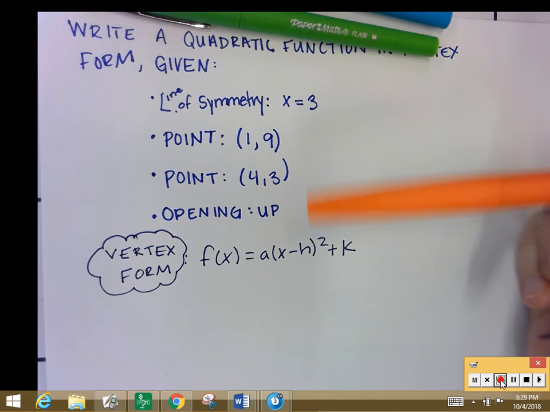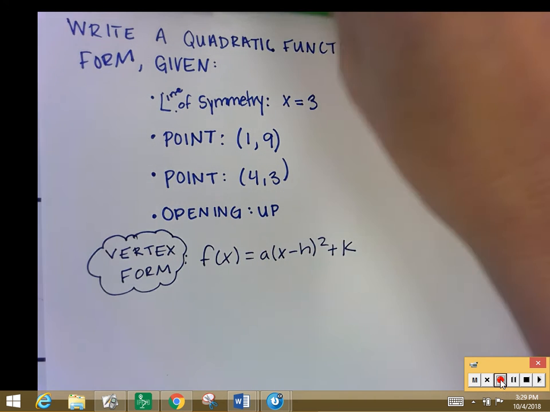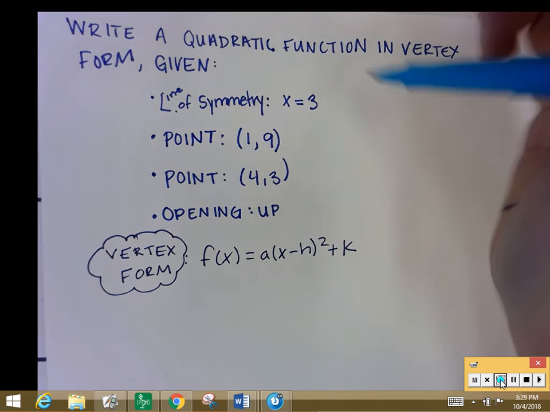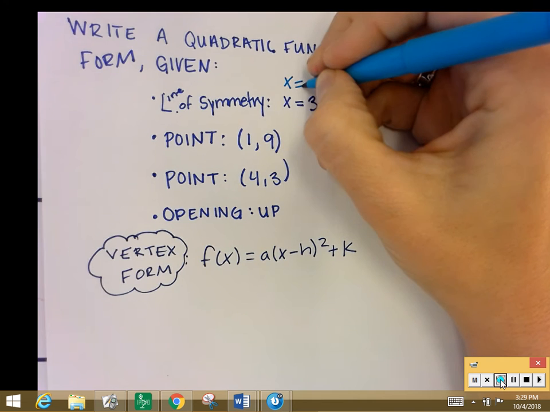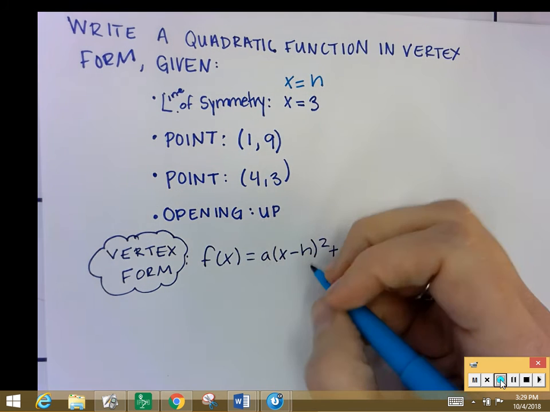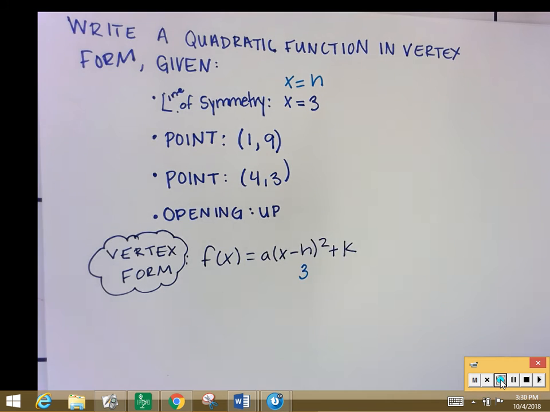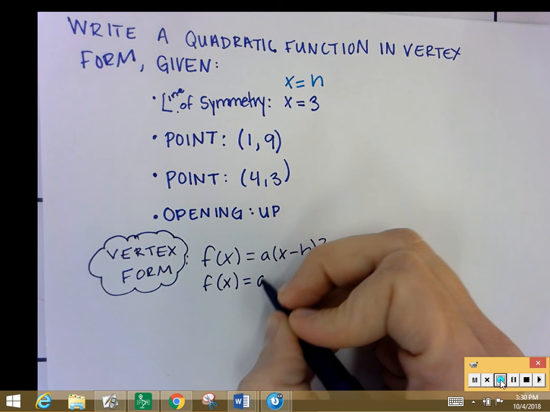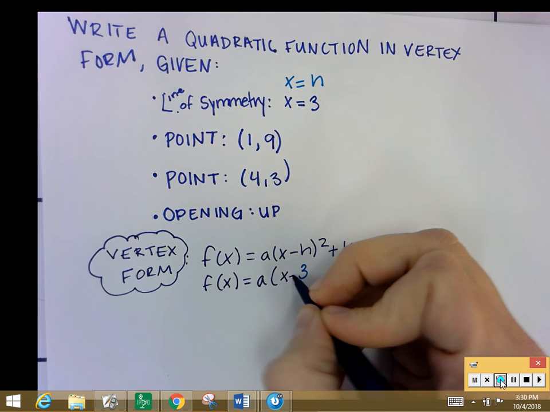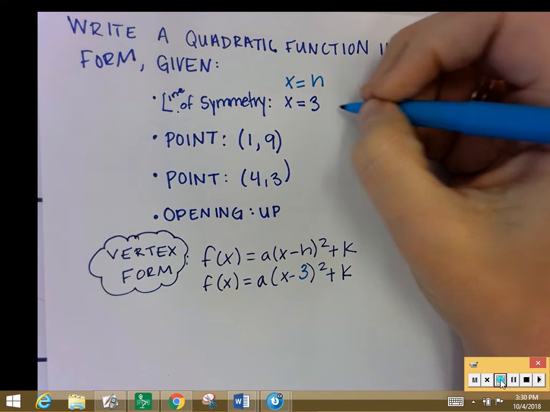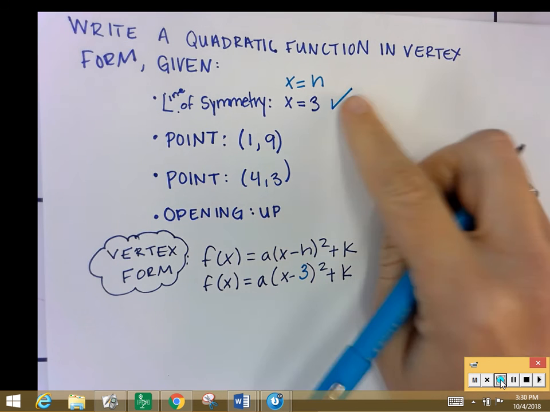So given what I was given, the very first thing I see that I can plug in is my line of symmetry, because I know the line of symmetry is going to be x equals h. So I'm going to plug in 3 for my h here, and everything else just drops down. So I get f of x equals a times (x minus 3) squared plus k. So I use my first bit of information, so I'm going to go ahead and check that off.